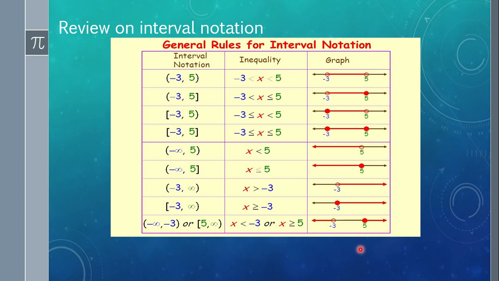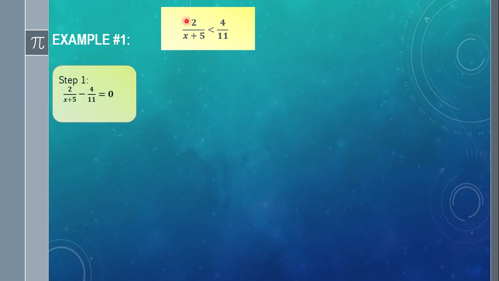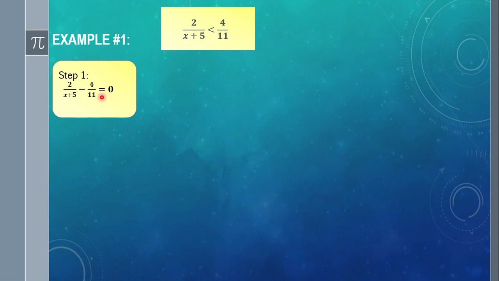Once you're done with the review, let's move on to an example number 1. How do we solve rational inequality given 2 over x plus 5 is less than 4 over 11? And for the step 1, all we need to do is to change the inequality symbol into equal sign, and then make sure to have 0 on the right side.